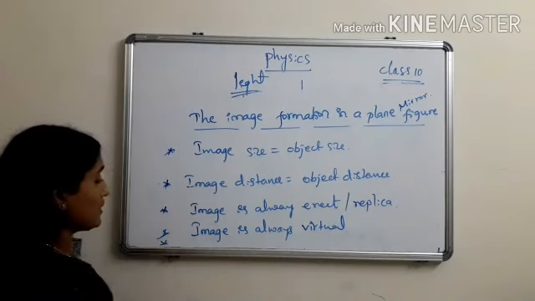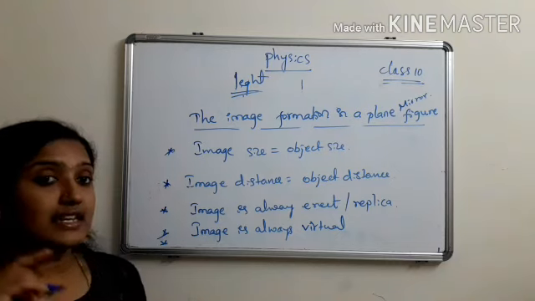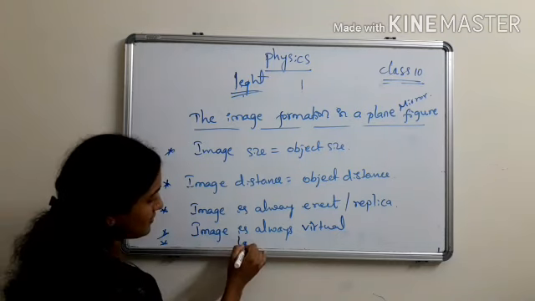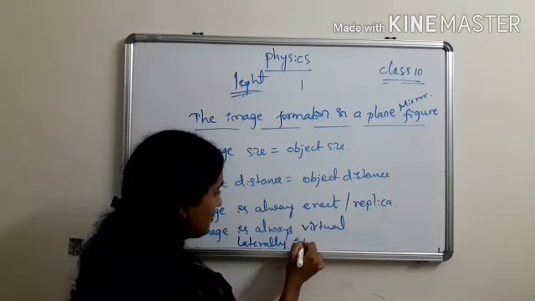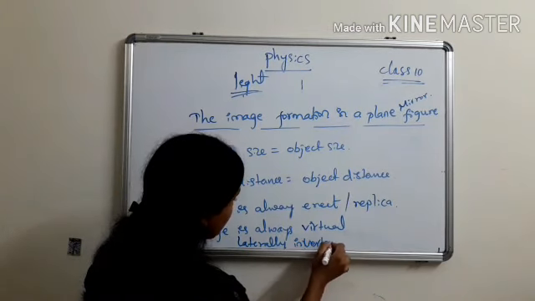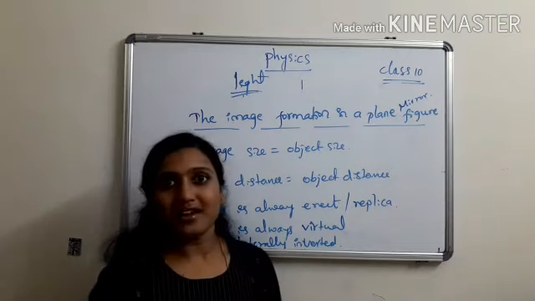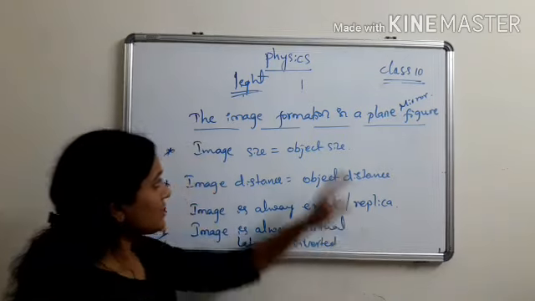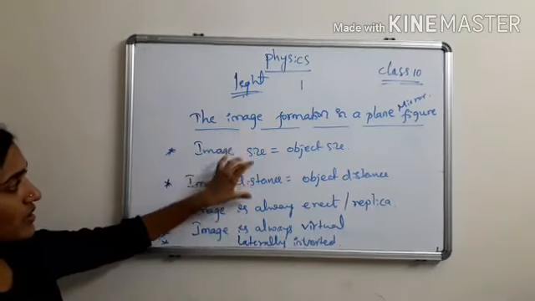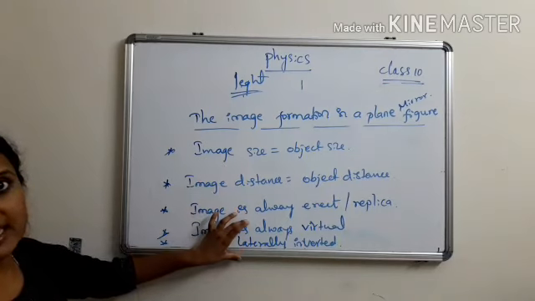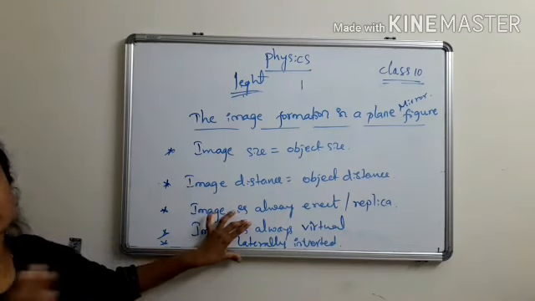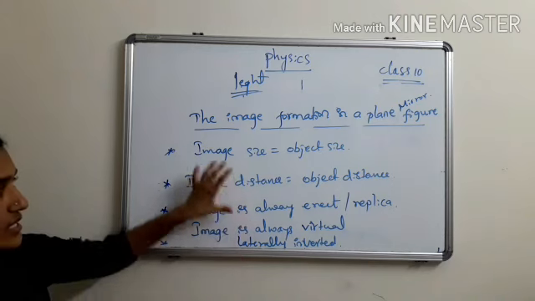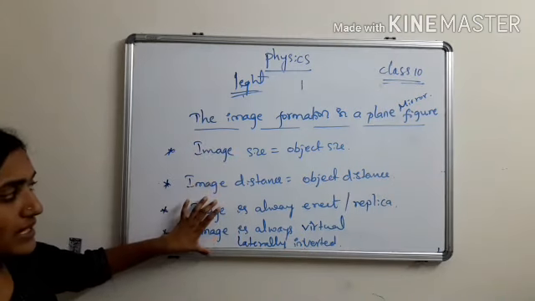And then the image is also laterally inverted. Laterally inverted means straight reverse. That's it. These are the important properties of light when falling on a plane mirror, it will get reflected. So these are the important things you will get.